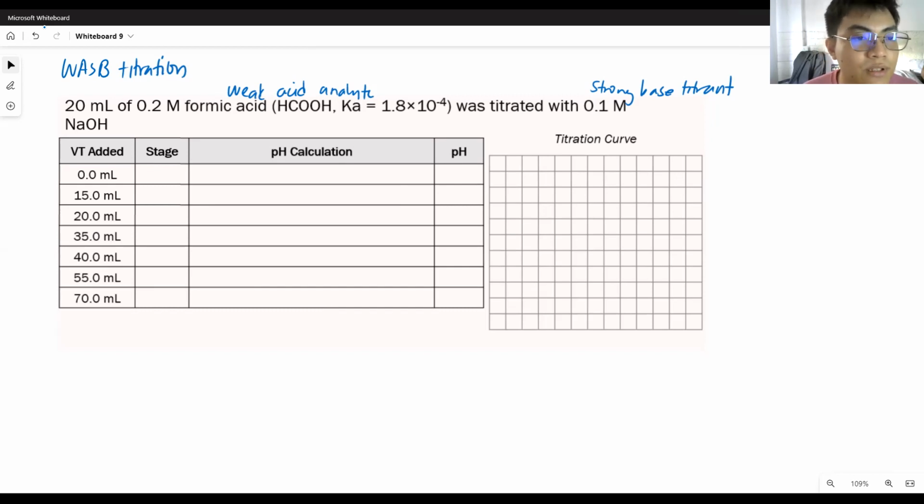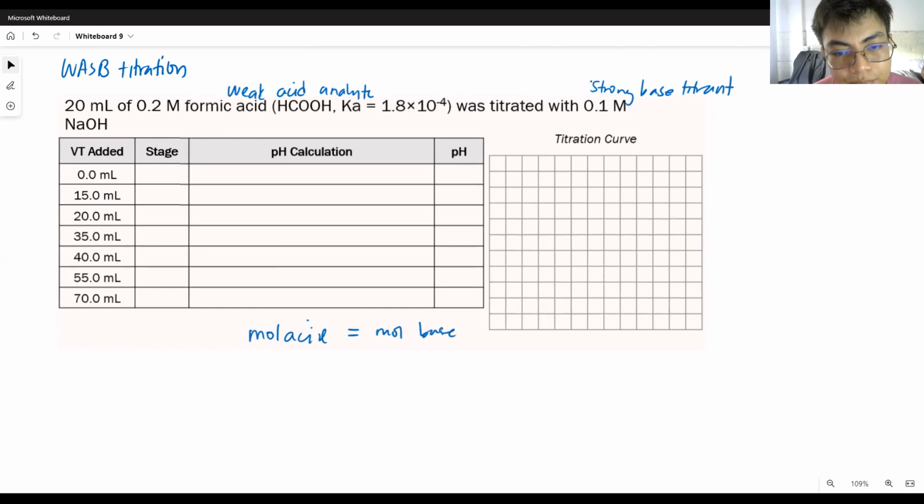Ayan. So ano pa? So ito yung amount ng volume titrant added. So ang daming volume. Hindi ko alam kung anong stage na ako. I don't know. Ano stage ng mga yan. So ano gagawin ko? What do you think? Ang una kong gagawin ay mag-determine ng endpoint. So let's determine the endpoint. What do we know about the endpoint? The moles of the acid is equivalent to the moles of the base.